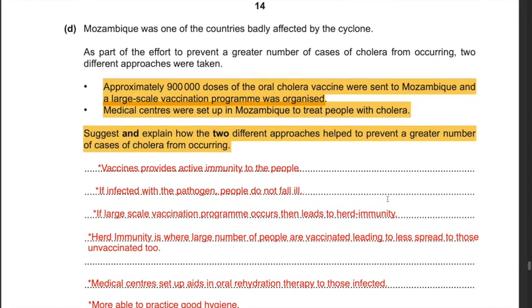Part D. Mozambique was one of the countries badly affected by the cyclone. As part of the effort to prevent a greater number of cases of cholera from occurring, 2 different approaches were taken. The first approach, approximately 900,000 doses of the oral cholera vaccine were sent to Mozambique, and a large-scale vaccination program was organized. Approach 2. Medical centers were set up in Mozambique to treat people with cholera. Suggest and explain how the 2 different approaches help to prevent a greater number of cases of cholera from occurring.